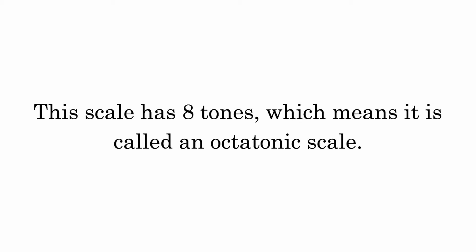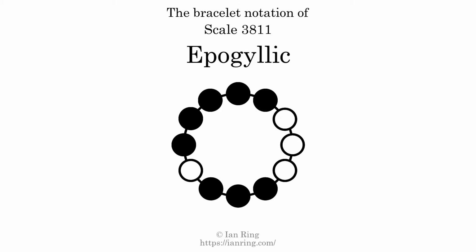This scale has 8 tones, which means it is called an octatonic scale. This is a bracelet notation diagram of scale 3811. The shaded circles represent tones that appear in the scale, and they are read clockwise, starting at the top.